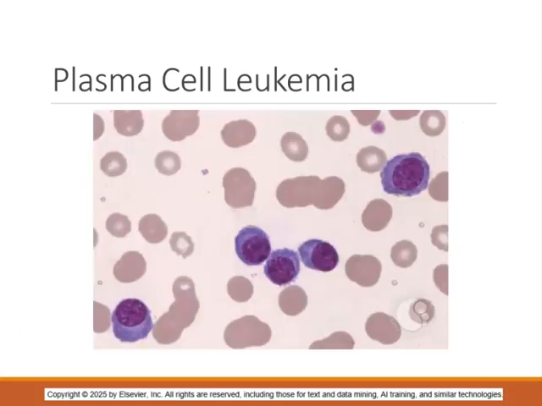So here's a picture of the plasma cells. You can see the eccentric, in other words, the nucleus stuck to one side, very dark blue cytoplasm. There's a little bit of a pale area right next to the nucleus. And we'll be seeing those when we get into the lab.